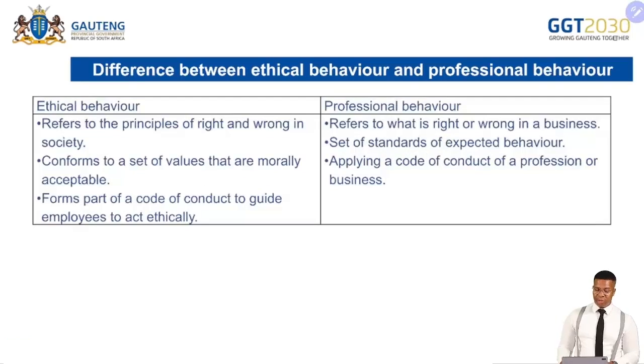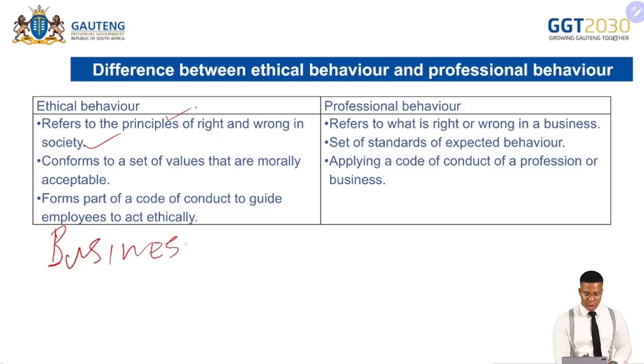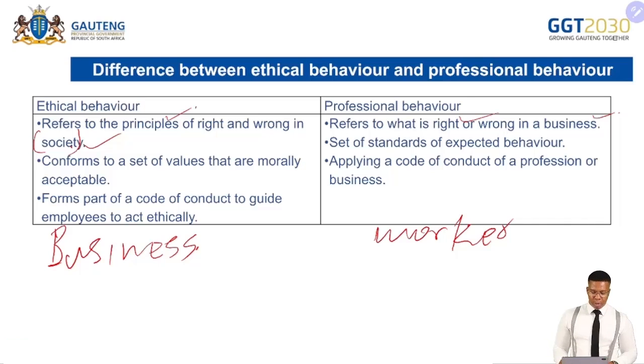Now, looking into the difference, ethical behavior refers to the principles of what is wrong or right in society. Hence, it has a lot to do with business conduct, to say how the business is behaving towards the community or society. Because when we are talking about society, it is a combination of all communities. And then professional behavior is what is wrong or right inside the business. So to the worker, what is wrong or right when you're inside the business? And then conformity to a set of values that are morally acceptable, that is your ethical behavior.